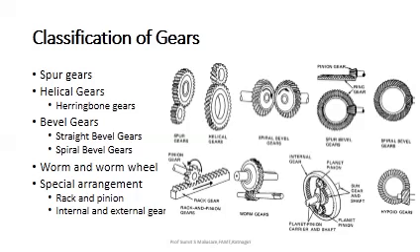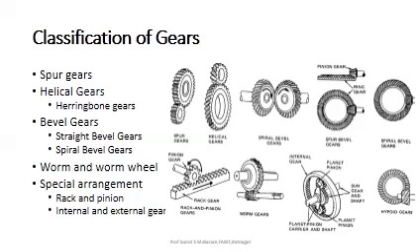Now what do you mean by straight bevel gears? See, bevel gears are nothing but the frustum of a cone. In straight bevel gears, teeth are cut along the generators as shown in the figure, and in spiral bevel gears, teeth have a certain angle, called the spiral angle, with the generators. Now next one, worm and wormwheel. As you see in the figure, in worm and wormwheel the two shafts are neither intersecting nor parallel.